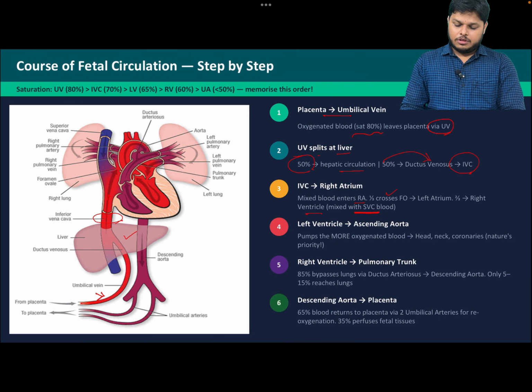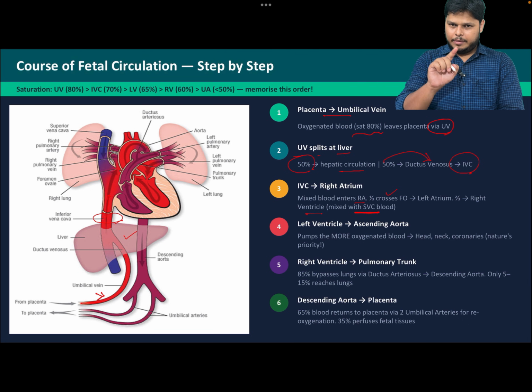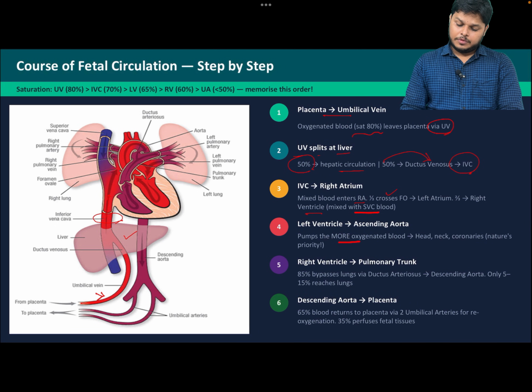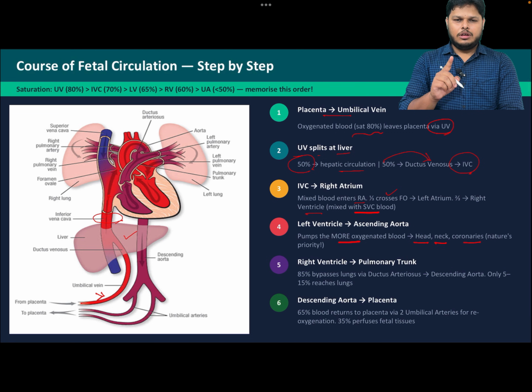So of the blood from the inferior vena cava and superior vena cava in the right atrium, one third goes to the left atrium, and two thirds goes to the right ventricle. Whatever blood goes to the left atrium comes to the left ventricle, and the left ventricle pumps into the ascending aorta that supplies the head, neck, and coronary arteries. Because we have to give importance to the important structures.